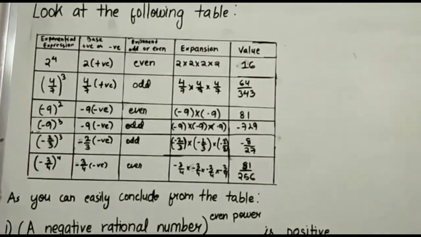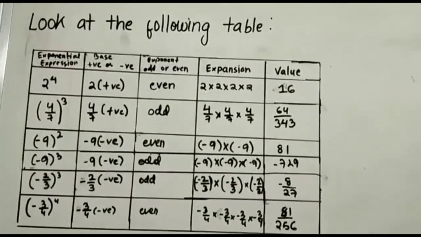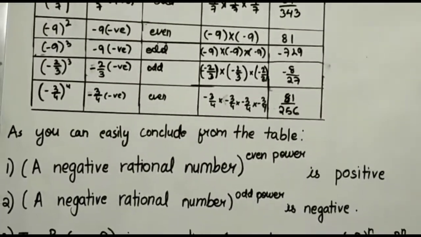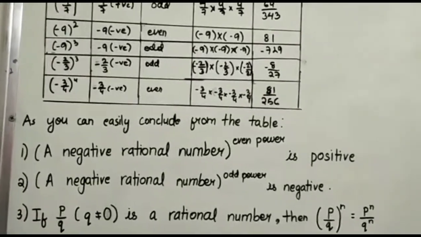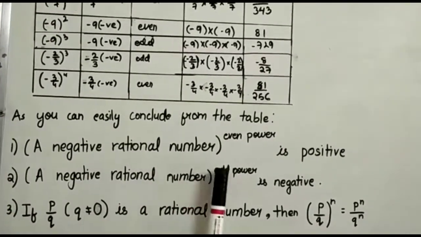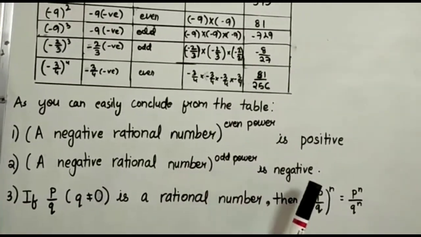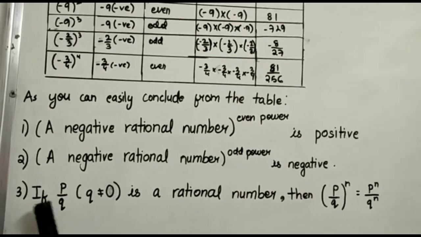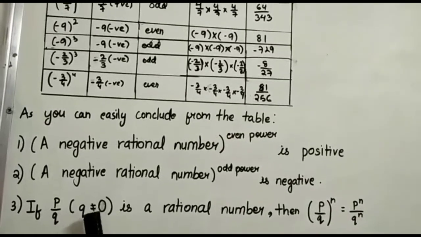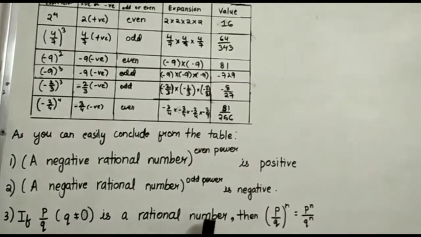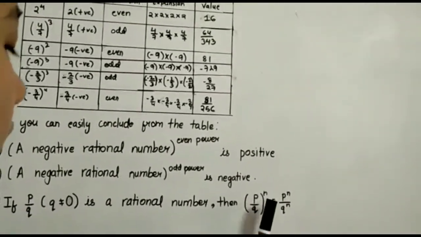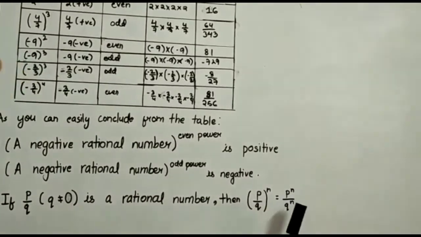Look at the following table. As you can easily conclude from the table: one, a negative rational number to an even power is positive. Two, a negative rational number to an odd power is negative. Three, if p by q, where q is not equal to 0, is a rational number, then p by q to the power n equals p to the power n by q to the power n.